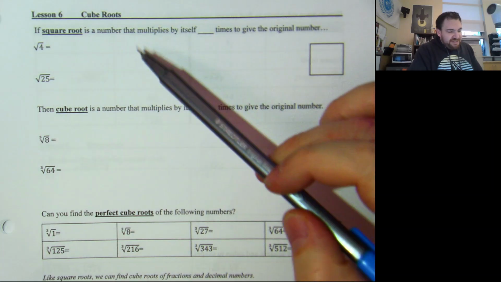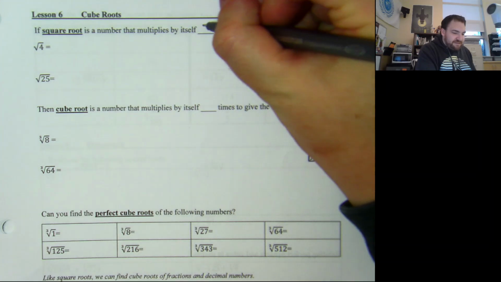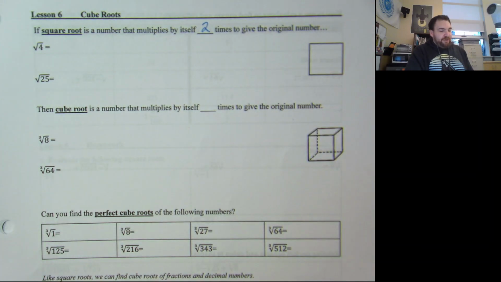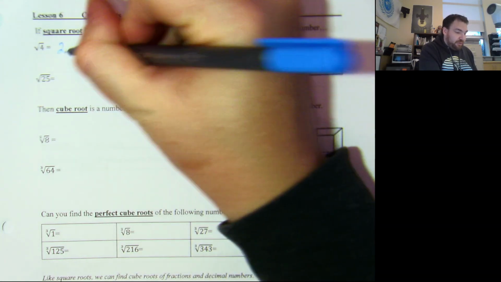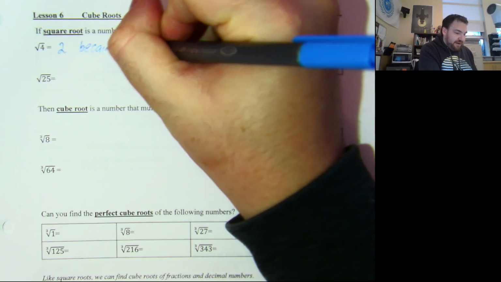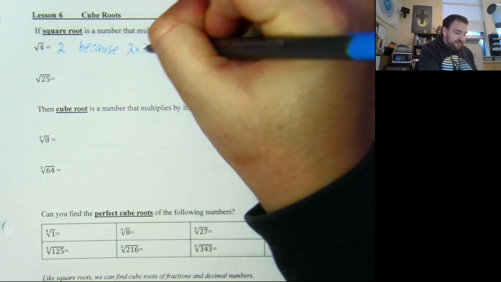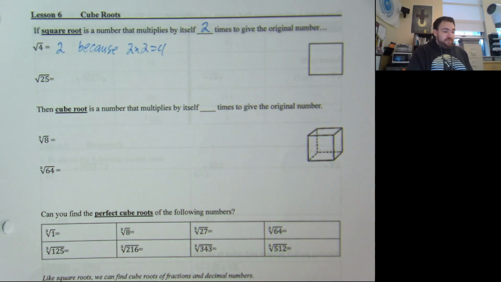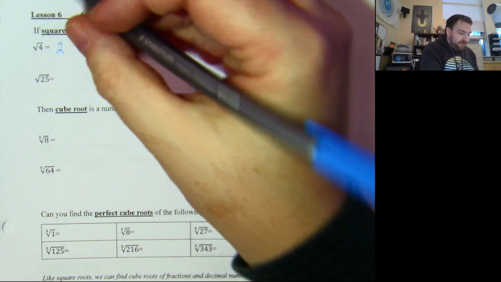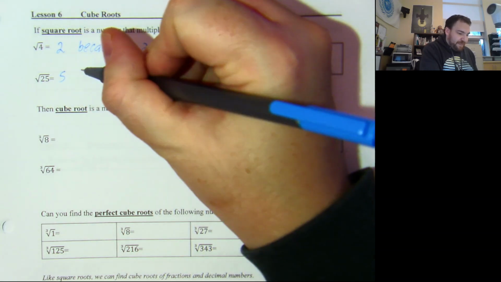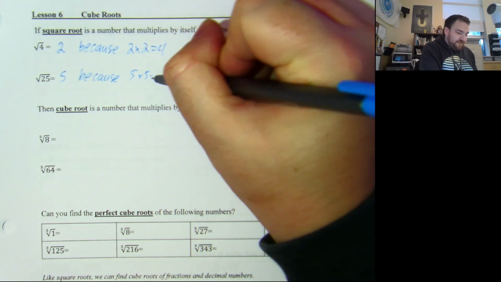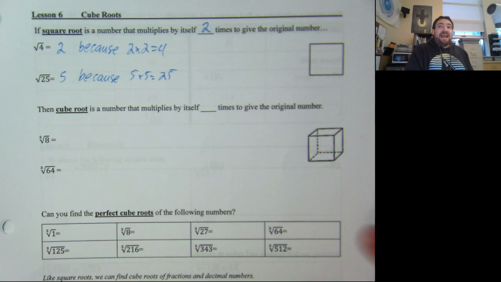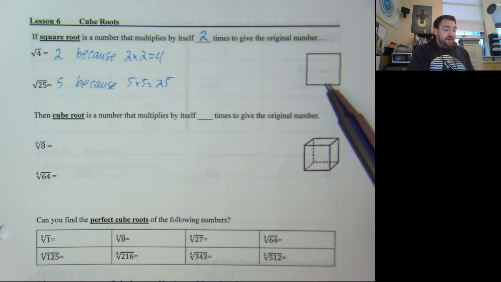So a square root is a number that multiplies by itself twice to give the original number. For example, the square root of 4 was 2 because 2 times 2 was 4, and the square root of 25 is 5 because 5 times 5 is 25. And these things were based on looking at a square.